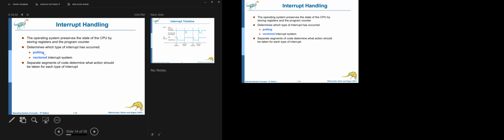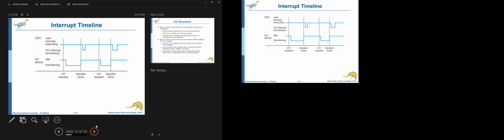Polling is, I am going through a cycle. Is this done? Is this done? That's polling. A vectored interrupt is more pushed to the operating system, saying here are some values, and do some things with them.